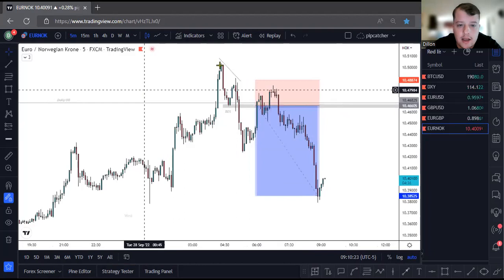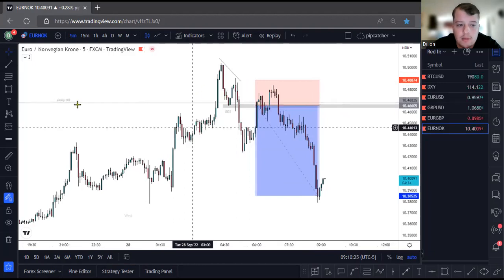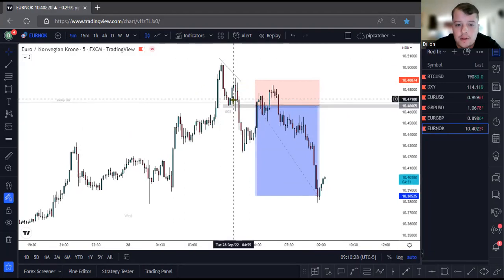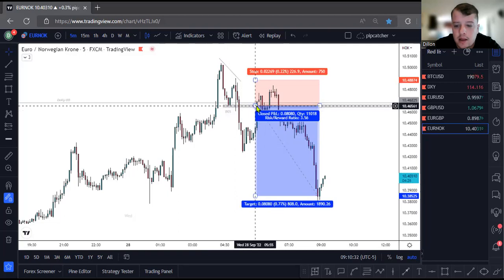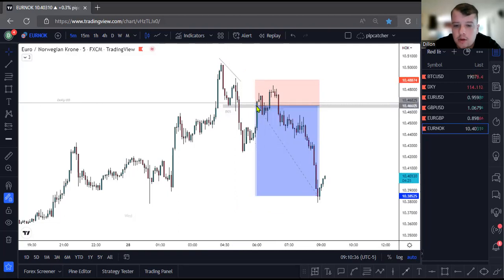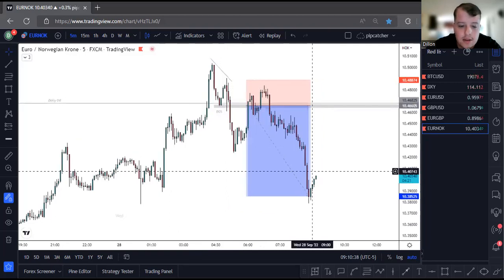So recap, price came back up to our supply zone, gave a shift in market structure, break of structure, return to point of interest, and that's where we enter for this beautiful 80 pip sell.